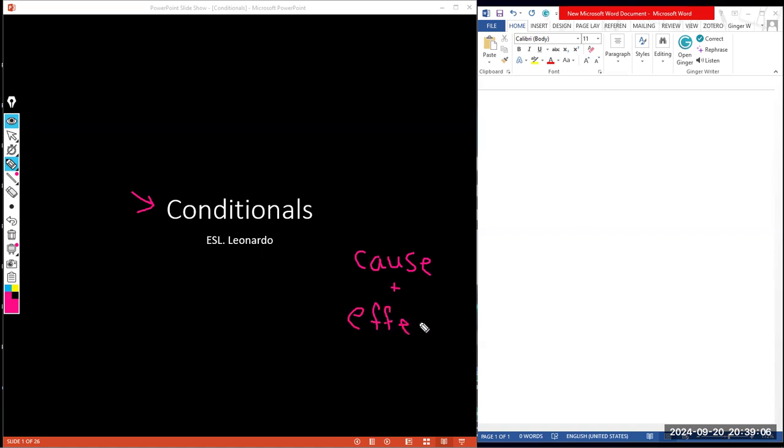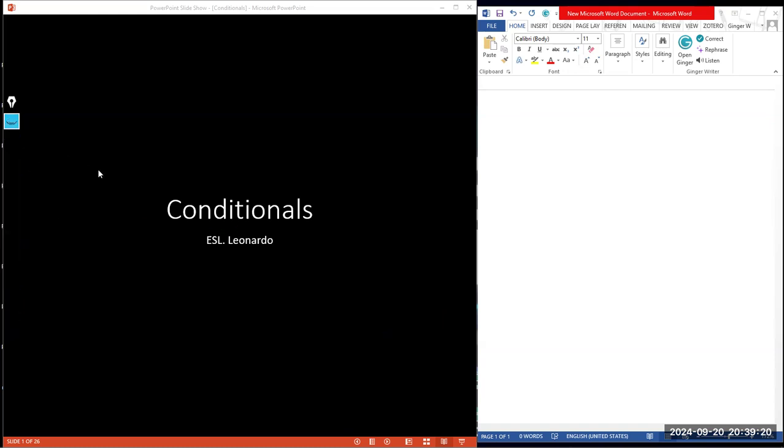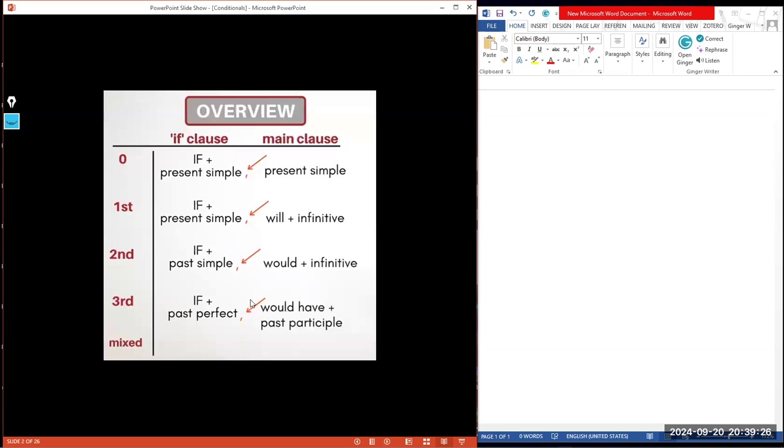Okay. Keep in mind, guys, that we have four rules about using conditionals. I'm going to explain these rules. Please keep them in your mind all the time because you need them to use conditionals in writing and even in speaking. Okay. Now, let me show you the next page and let me show you the four rules of conditionals.